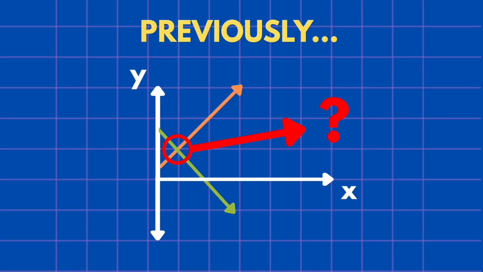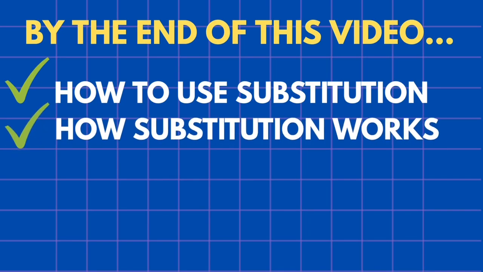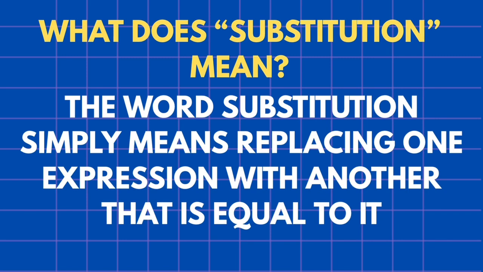So today we're going to learn a method that gives us the exact solution every time. This method is called substitution. By the end of this video, you'll know when to use substitution, how it works, and why every step makes sense. What does substitution mean?